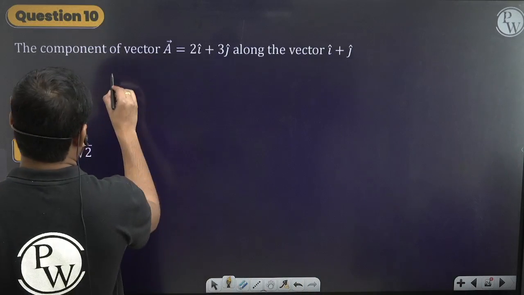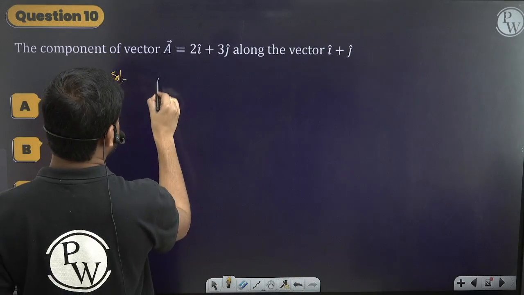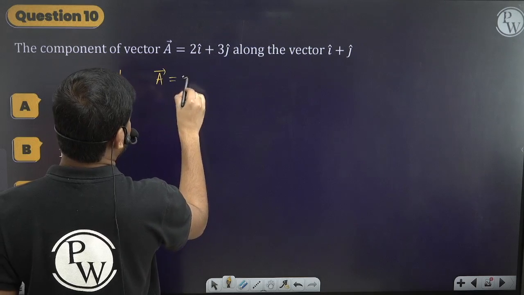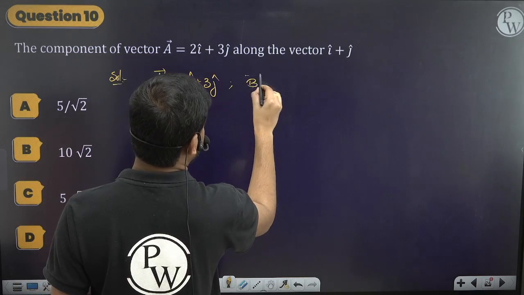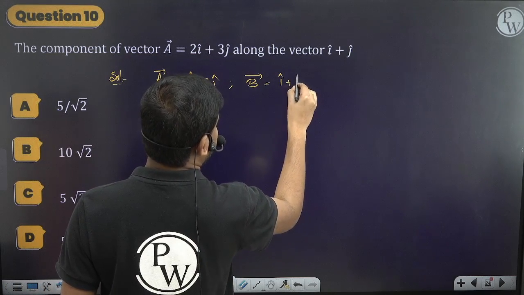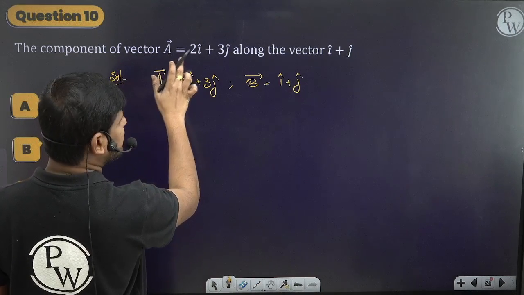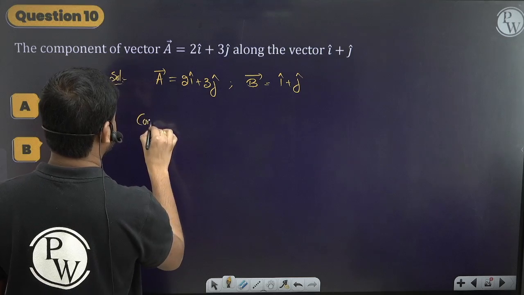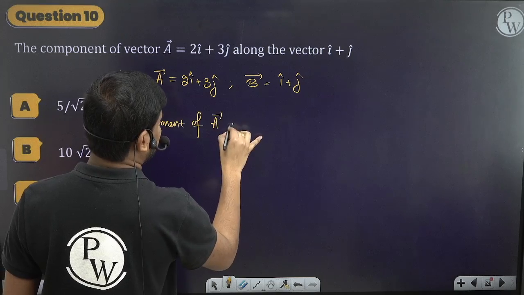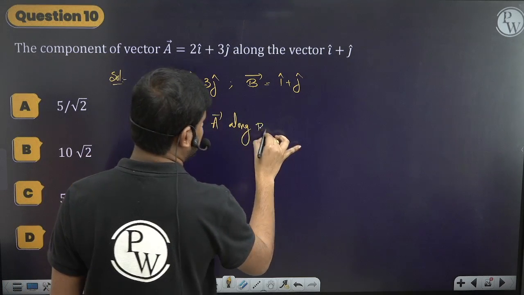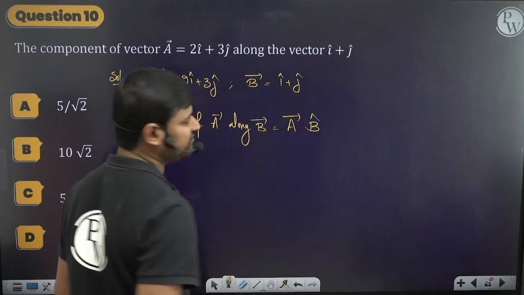Take the question: component of vector a along another vector. Consider the vector a is 2i cap plus 3j cap. Let the second one be vector b, which is i cap plus j cap. They are asking for the component of vector a along vector b. How do you write a along b? Along b means b unit vector, right?